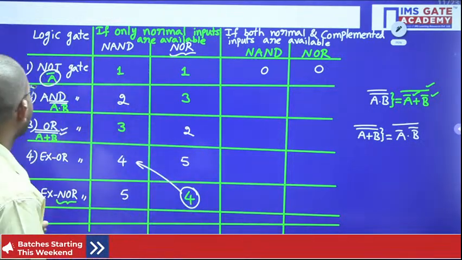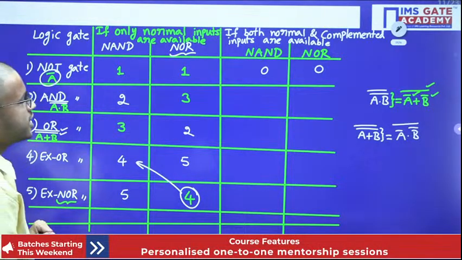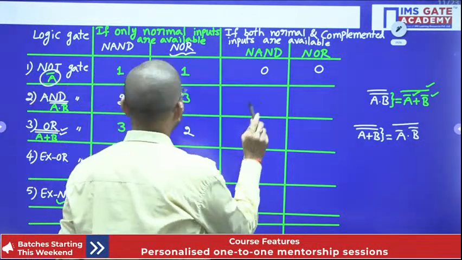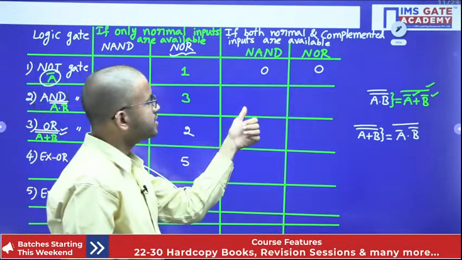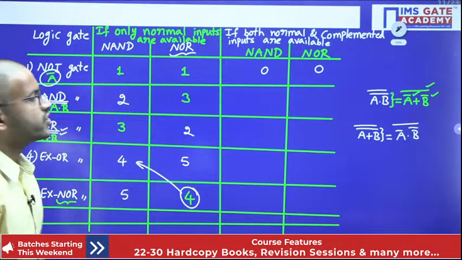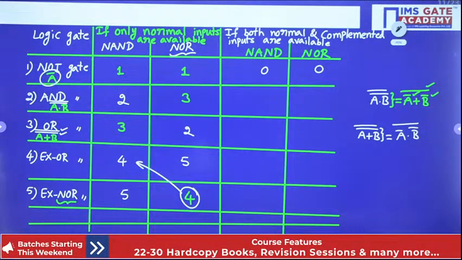Right. Now with that understanding, tell me regarding the AND gate. For the AND gate, what is the minimum number of NAND gates required? What is the minimum number of NOR gates required? All of you give it a try.